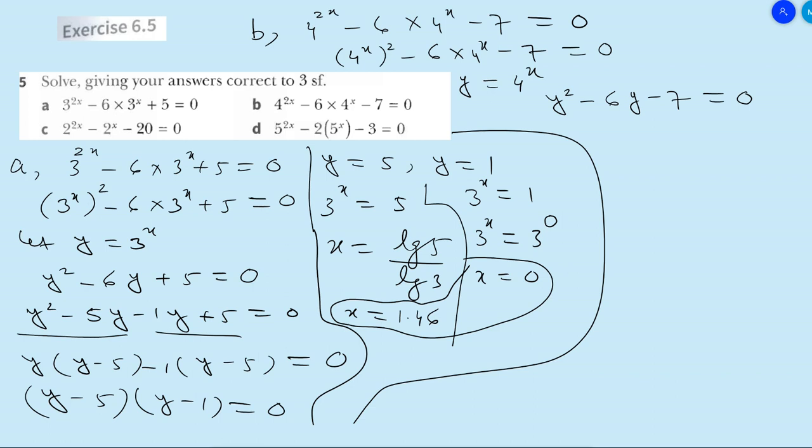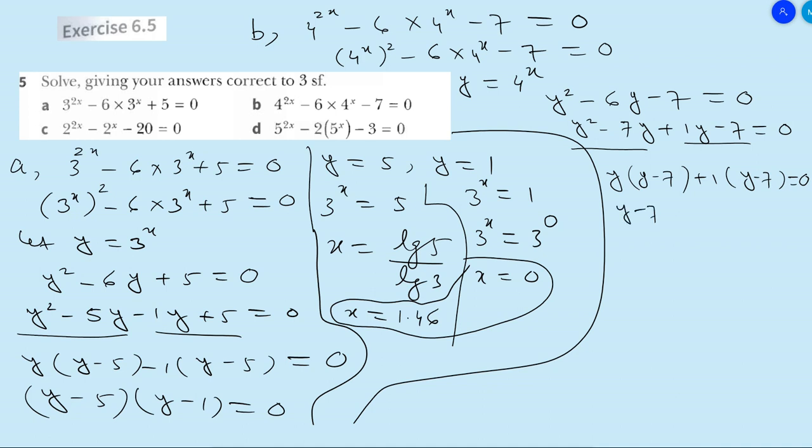Apply the middle term break method, it will be y square minus 7y plus 1y minus 7 is equal to 0. Take the first two and last two. y is common, y minus 7, plus 1 is common, y minus 7 is equal to 0. Now y minus 7 and y plus 1 is equal to 0.